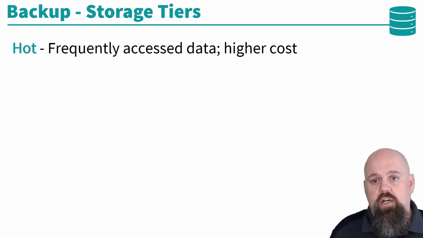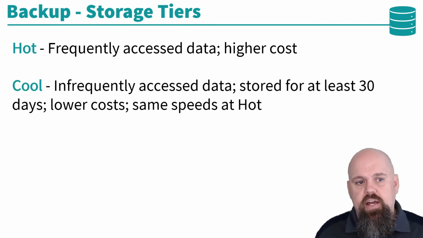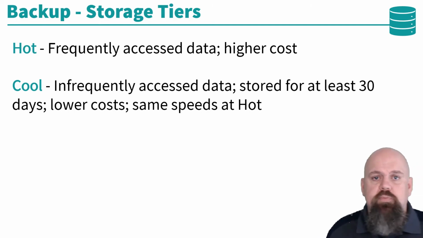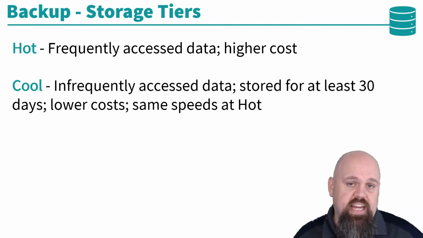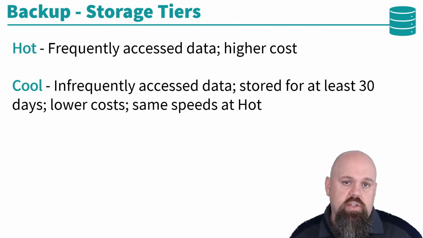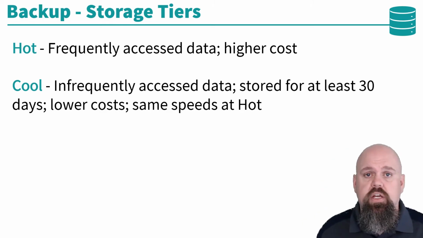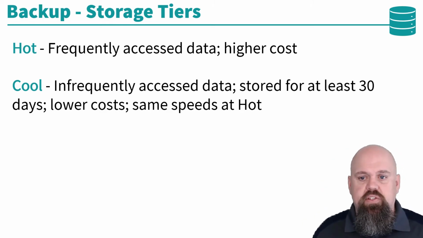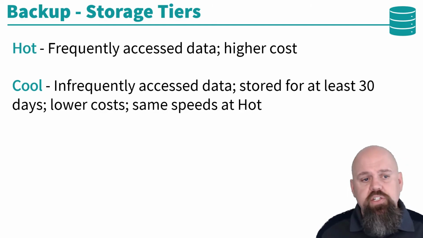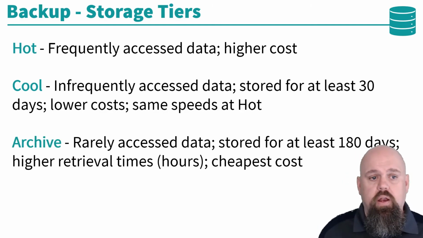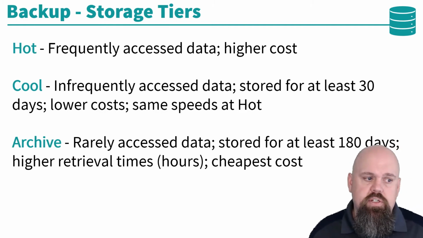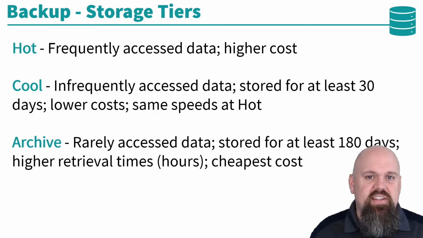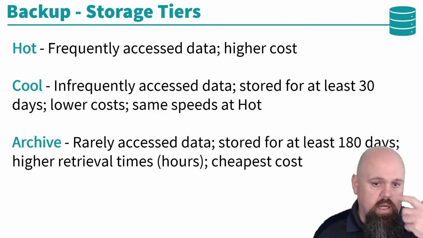So this is going to be a higher cost, as I mentioned, but we can go down a level to the cool storage. This means that we're going to land data and keep that data there for at least 30 days. We have a lower cost for cool storage, and we have the same speeds as hot storage, but we have to keep that data there for at least 30 days. And then we can go even a step further and say we want an archive tier. This is data that we're going to land in blob storage, but we're not going to touch it, and it's going to sit there for years and years or however long.